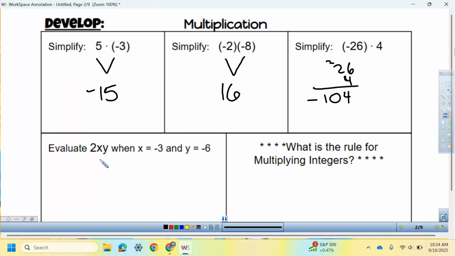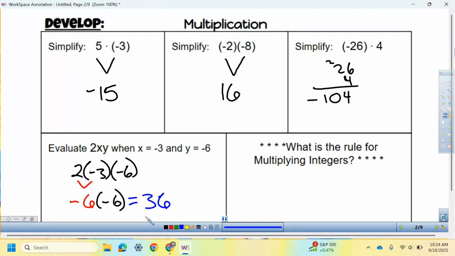Let's try one evaluating problem. Let's plug in this x and y and see what happens. So 2 times x, which is -3, times y, which is -6. If we look at this first problem here, it sure looks like a positive times a negative is going to get me a negative answer. And if we look at the second problem here, this looks like a negative times a negative is going to get me a positive answer. So -6 times -6 should be a positive 36.